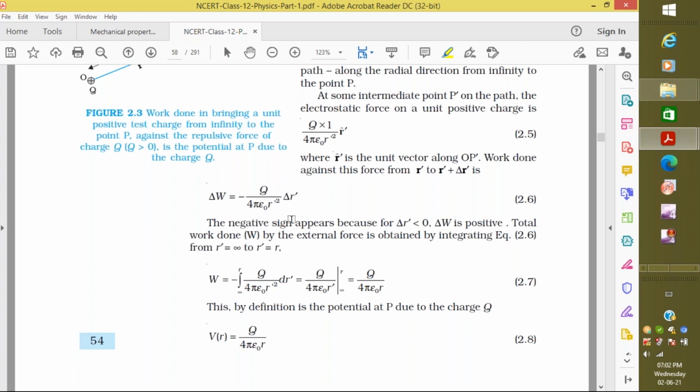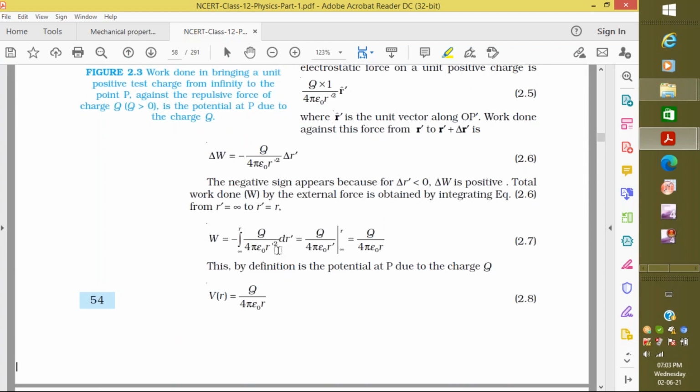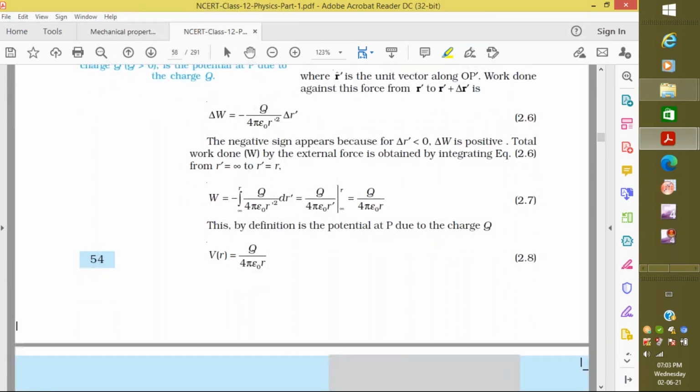And now the limit I have to take for r prime is from infinity to r. If you do this integration, this will be 1 by r, minus 1 by r, so that minus goes off with this. If you just put the limit, you get q by 4 pi epsilon naught r, and the lower limit is 1 by infinity, which is nothing but 0. So the expression for potential for a point charge is q by 4 pi epsilon naught r.